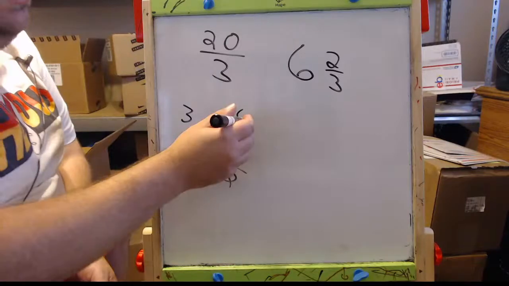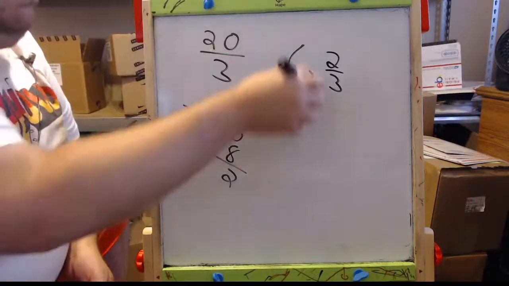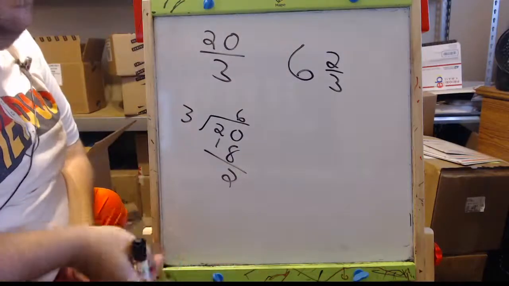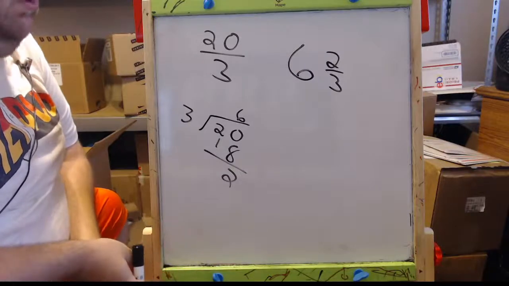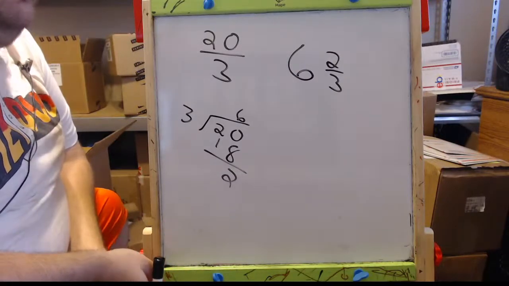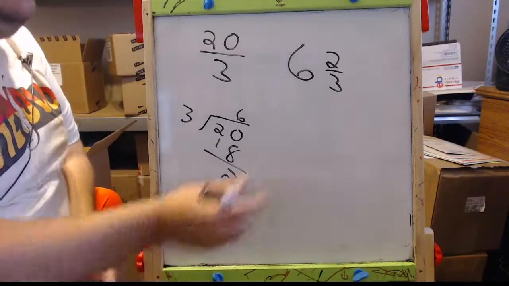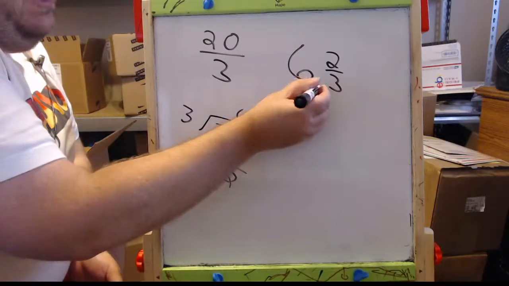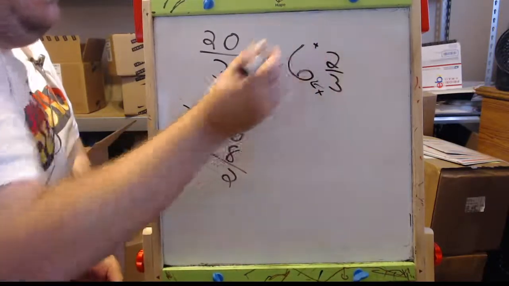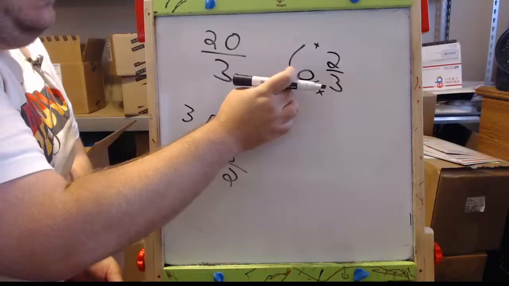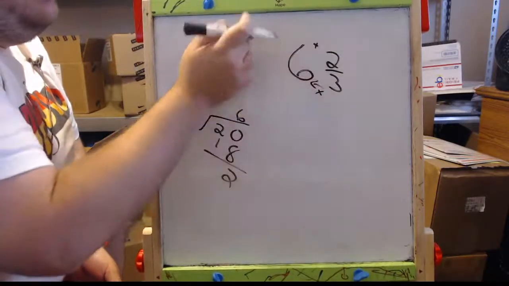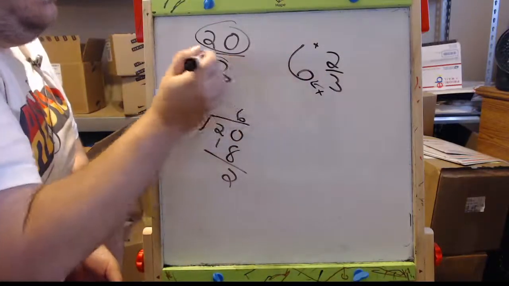As a decimal, you could keep it going, or you could figure out what 2/3 is as a decimal, which is 0.66 repeating. The way to double check it is multiply, then add. 6 times 3 is 18, plus 2 is 20. There's your 20, and the denominator stays the same.